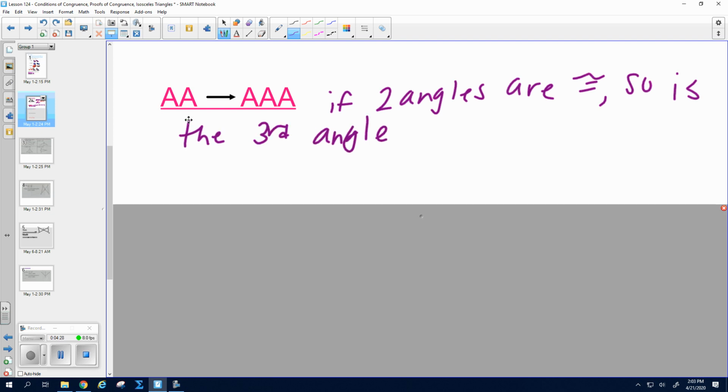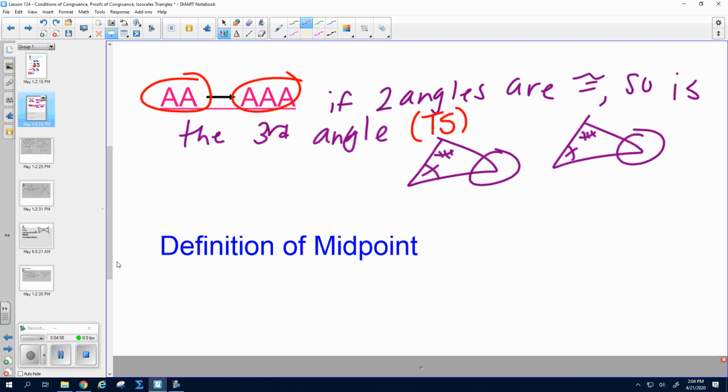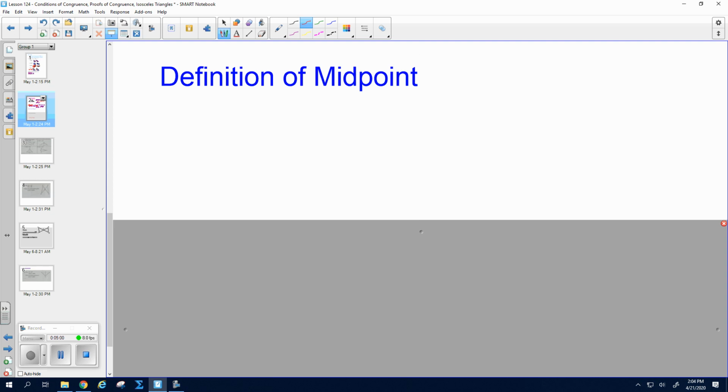Okay, we already know this because why? The triangles have to add to 180. So if I already know that this angle is congruent to this one and this one's congruent to this one, then this third angle here, they have to add to 180, so they're going to be congruent. It's kind of like by triangle sum, if you want to think of it that way. But you can use this: if you know two angles, you automatically know the third angle is congruent. We also have definition of midpoint.